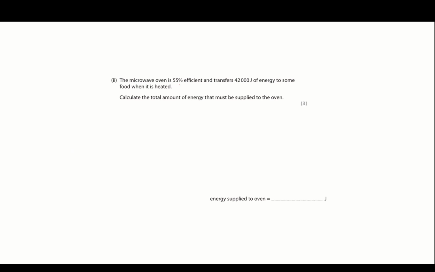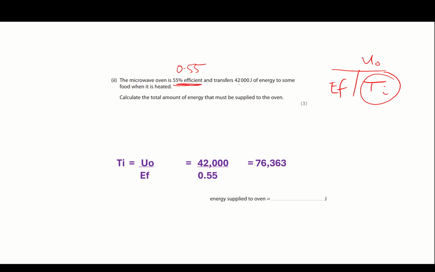The microwave oven is 55% efficient. We're going to change that to 0.55 for our calculations. We're going to need our efficiency, which is useful output over total input. Calculate the total amount of energy that must be supplied. So that's the total input. And we can see that's the output over the efficiency. So take the 42,000 for the useful output, divide by the 0.55 gives us 76,363 joules, and it doesn't ask us for significant figures, so we'll leave it as that.